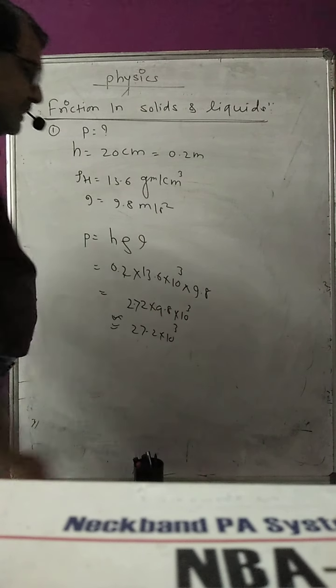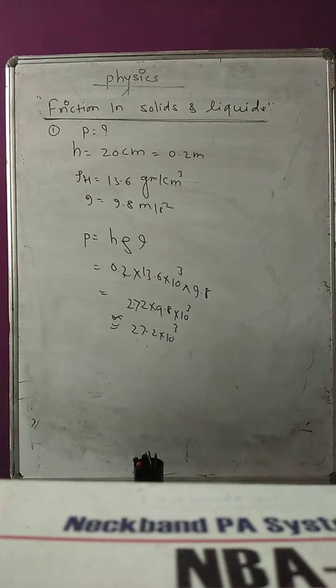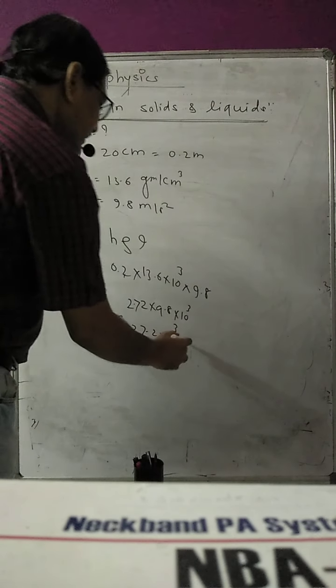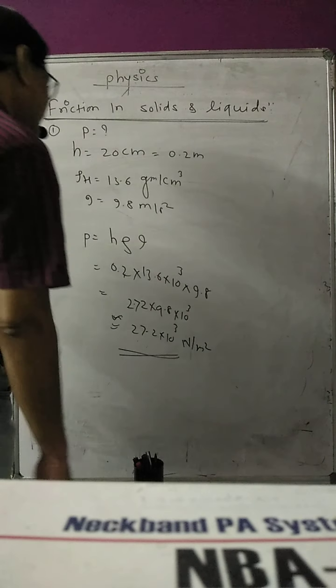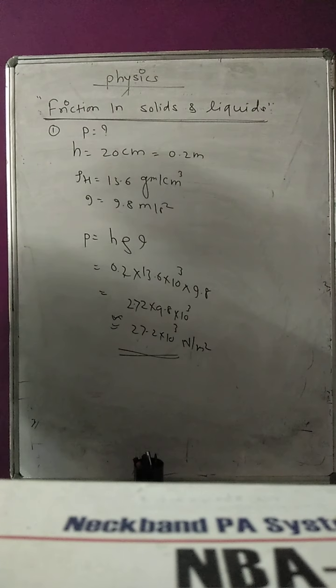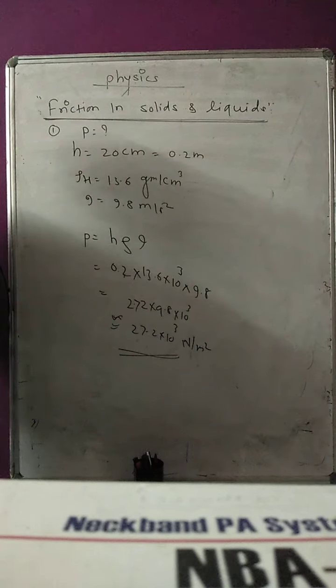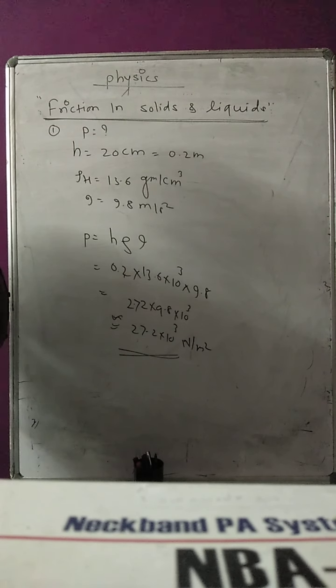And the correct answer is 26.66 into 10 raised to 3 Newton per meter square. So that will be the pressure exerted. Okay, so this is your correct answer. That is how we have to calculate that pressure.